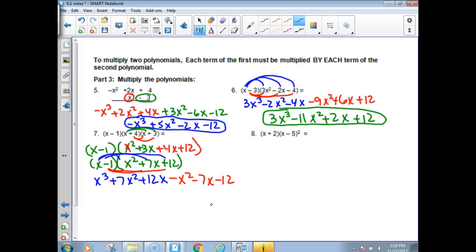All right, now, combining like terms, I've got an x cubed. I have a 7x squared minus a 1x squared, so I'll have 6x squared. I got a 12x minus 7x, which would be positive 5x, and then I have a minus 12 constant.